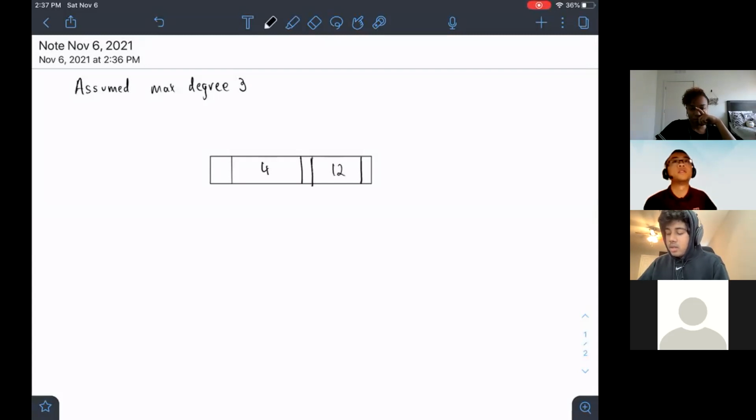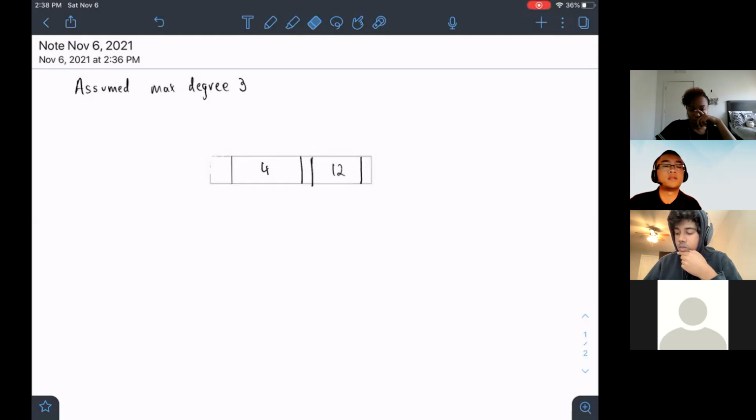Yeah. And then we would add 9 to it, but then m would become 4 since we have 4 pointers. And so after adding 9, we're going to promote 9 because it would be in the middle. And then we're going to split 4 and 12. 4 is going to be on the left of 9, and 12 is going to be on the right of 9. Okay. So I guess I didn't need to draw that out.